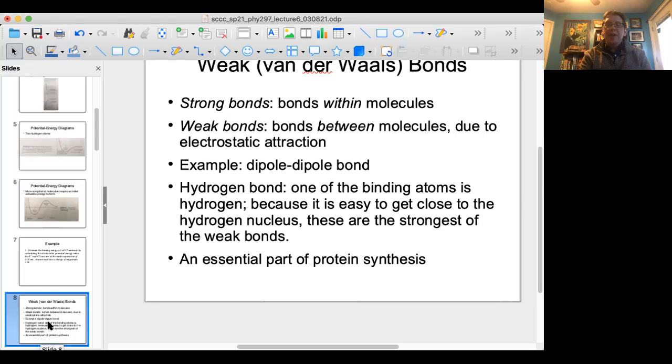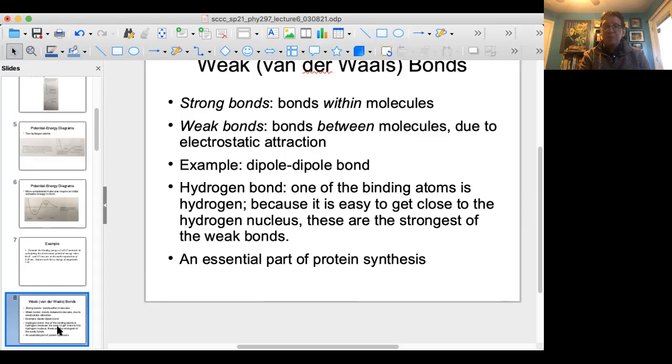And then we talk about weak or van der Waals bonds. So strong bonds occur within molecules. Weak bonds occur between molecules due to electrostatic attraction. So with ionic bonds, the electrostatic attraction is pretty obvious. And so any sort of dipole-dipole bond would qualify. A hydrogen bond is when one of the binding atoms is hydrogen. And so these are the strongest of the weak bonds because it's easy to get close to a hydrogen nucleus.